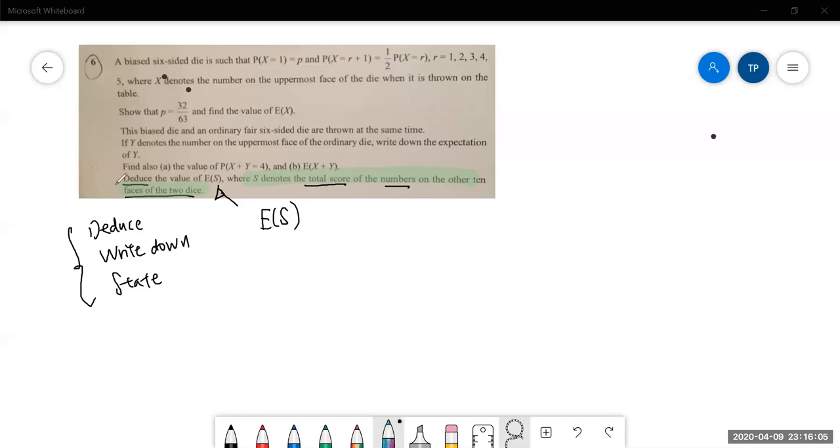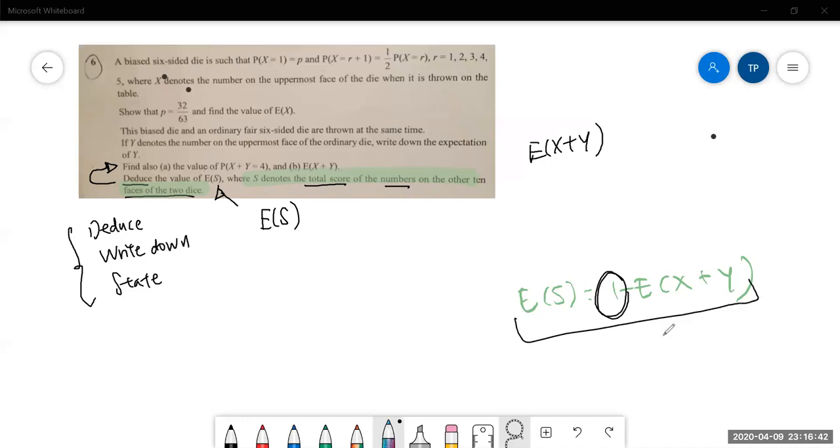So there must be a reason. Usually when they say deduce, it means we have to use the previous result. So since we already know the expectation of X plus Y, is E S equal to 1 minus E X plus Y? I was thinking of something like that, but the thing is, we are not supposed to use one. Why are we using one? Why not? This is not probability. It's not probability, right? The thought counts, yeah. Correct.